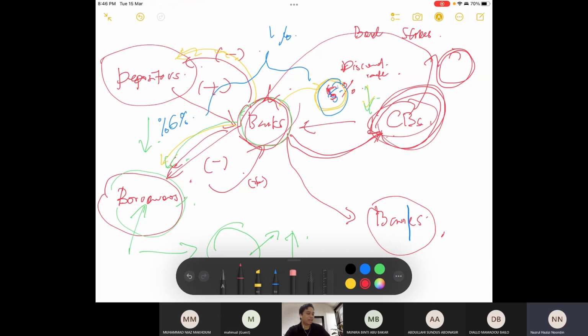For example, recently in Malaysia, particularly during COVID-19, during the lockdown that we had, suddenly all these small businesses lacked cash, right?